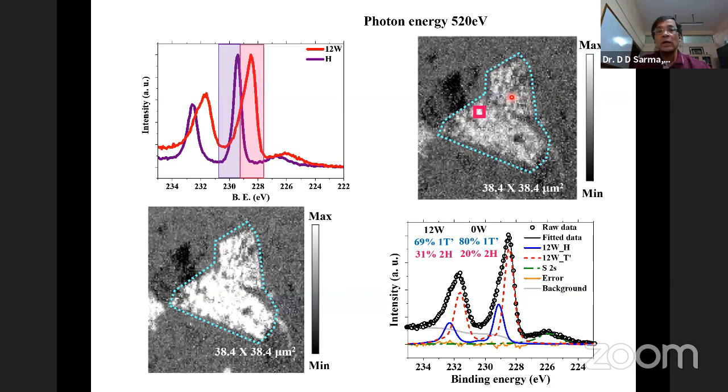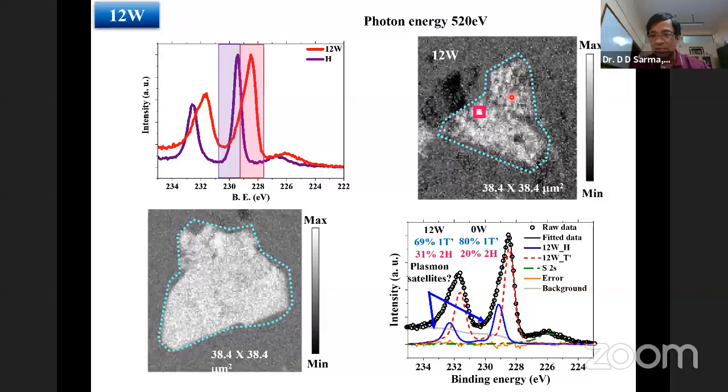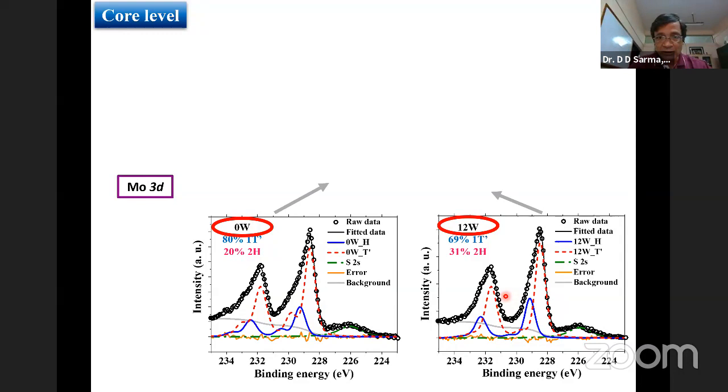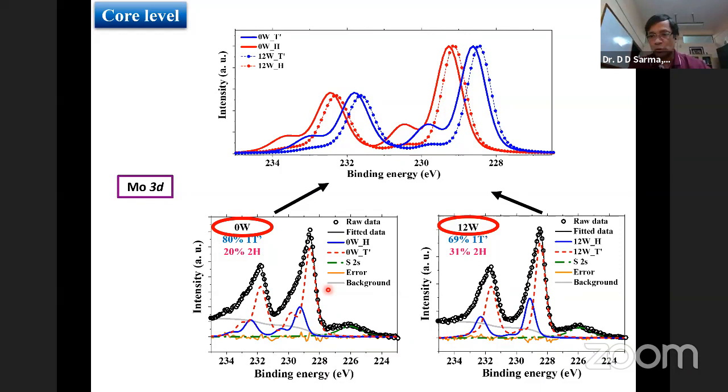Now there's some more that you can extract from here by comparing the zero wash and 12 wash, and that is what I'm going to do now. Zero wash and 12 wash, let us go. I'm pulling out the data, only the fitted result, this one, and normalized. So what I'm showing you, you can see this is the zero wash, the T prime signal, and this is the zero wash H signal. And this has the plasmon satellite, zero wash.